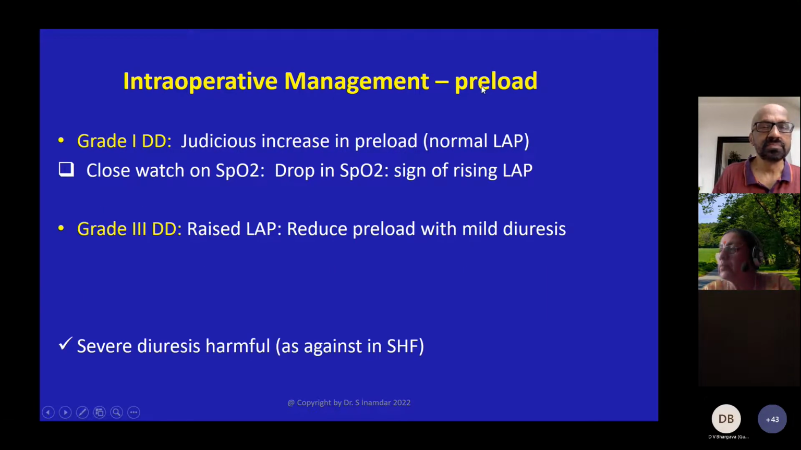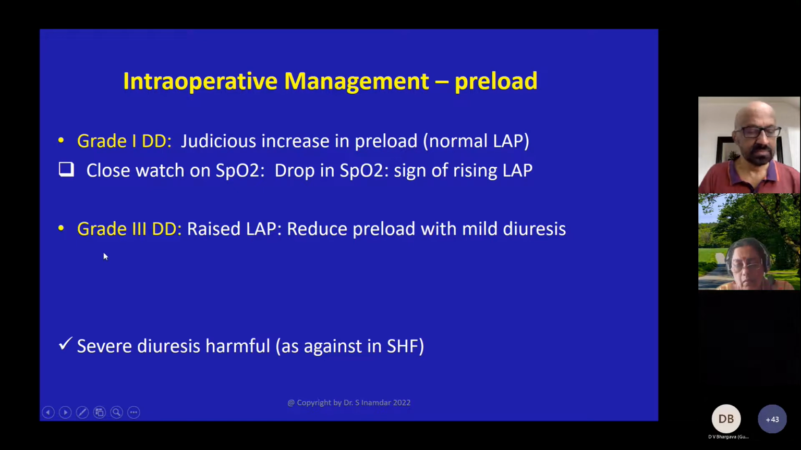Again, as far as preload is concerned, I have already told you that there has to be a judicious increase in preload whenever there is grade 1 DD with normal LAP. Do watch SpO2, it is an indirect surrogate sign of rising LAP, provided there is no other reason for a drop in SpO2. Grade 3, raised LAP: reduce preload with mild diuresis. Severe diuresis is harmful.